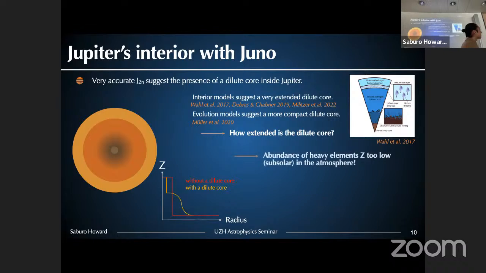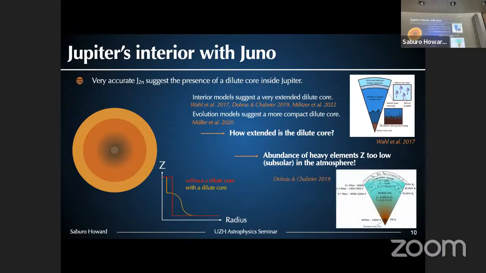Another issue is that all those interior models suggest that the abundance of heavy elements in the atmosphere or in the outer region of your models is very low, so probably subsolar or solar, but we know that the atmosphere of Jupiter is actually enriched by a factor of 3 compared to the solar value. And so to solve these issues, modelers came with new ideas, and one new idea was this possible inverted Z gradient, which is illustrated here in blue.